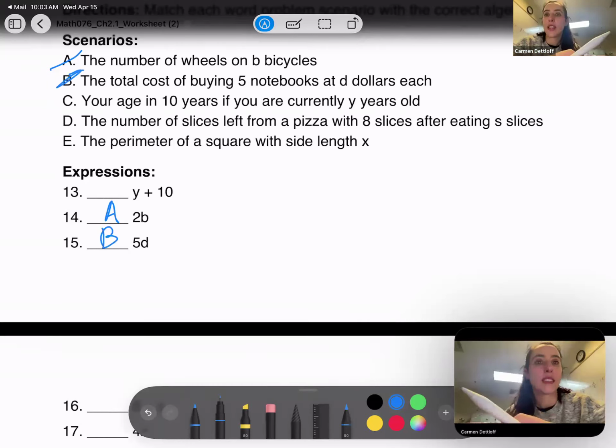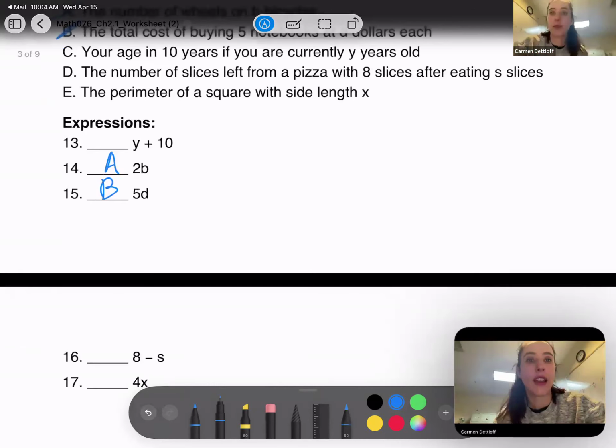C, your age in 10 years if you're currently Y years old. Okay, is this going to be adding, subtracting, or multiplying? We know it's going to involve Y, and my age in 10 years is going to be my age plus 10 years. So if I look for something that involves Y and also plus 10, I get this one right here.